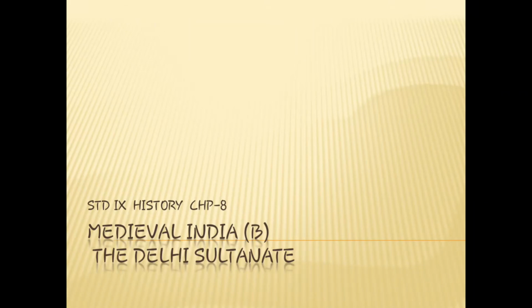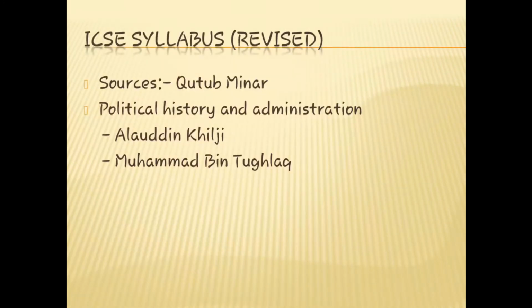Medieval India, Part B, the Delhi Sultanate. In this chapter, we shall cover the sources such as Qutub Minar and the political history and administration of Alauddin Khilji and Muhammad bin Tughlaq.